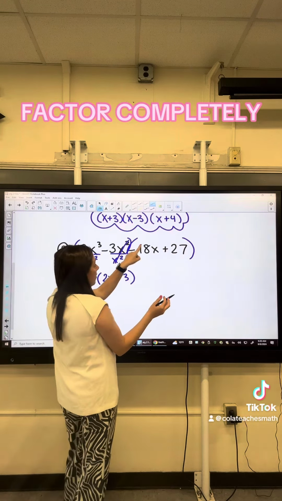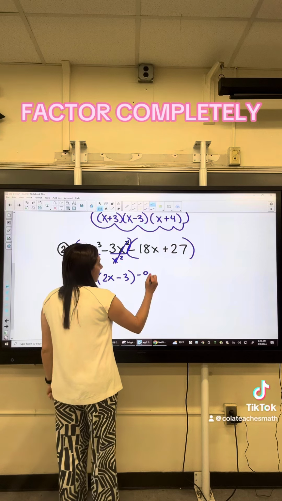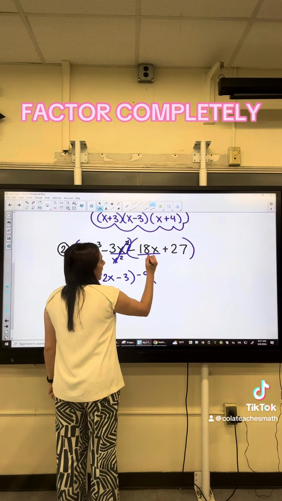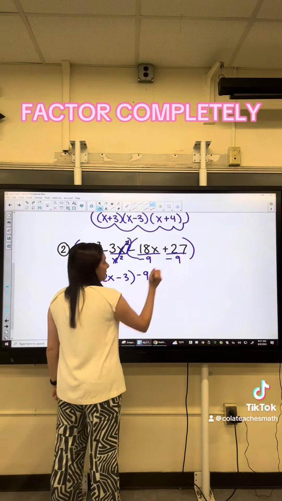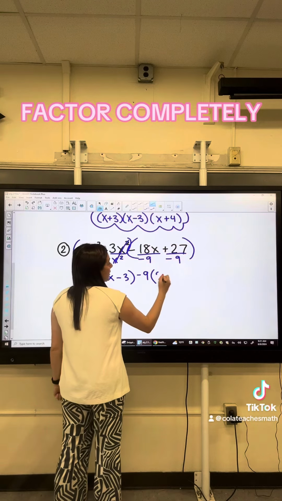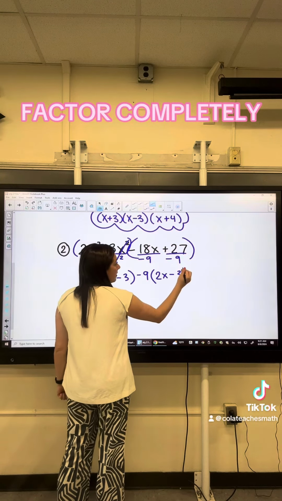Same thing here. Okay, now this is interesting. The largest number that divides into 18 and 27 is 9, but we want to take out a negative 9 because the leading term is negative. So I'm going to take out a negative 9, divide both terms by negative 9. That's going to become 2x minus 3.